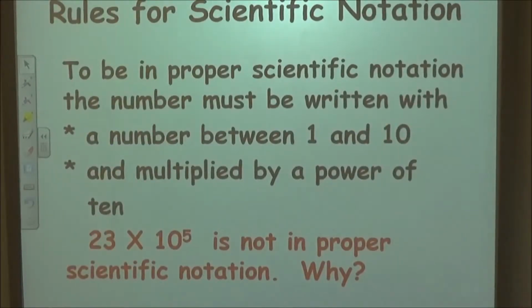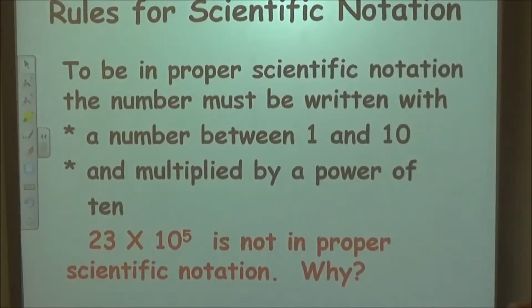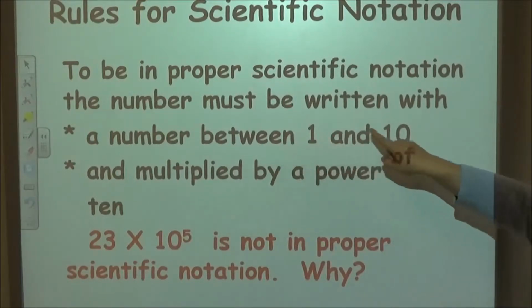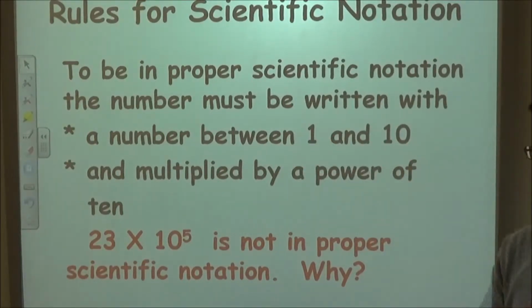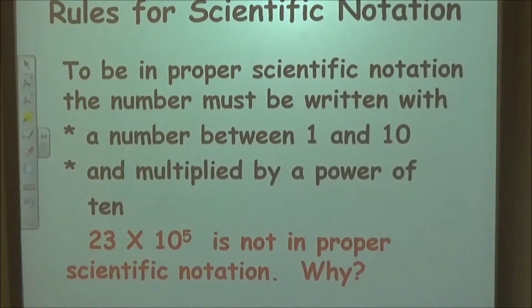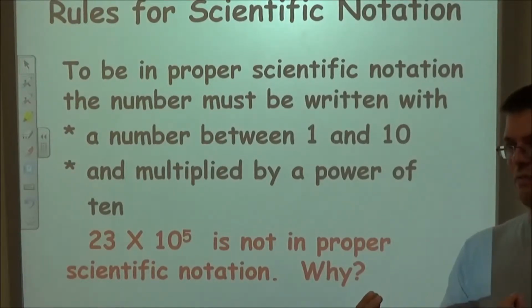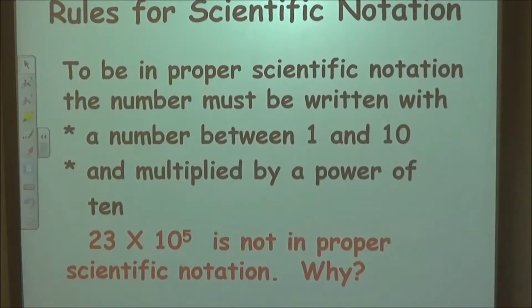But what do we need for scientific notation? You need to get this slide down. The rules for scientific notation. To be in proper scientific notation, the number must be written with a number between 1 and 10. That means either a whole number, 1 through 9, or some type of mixed decimal, things like 2.3, 5.6, 9.8. It could even go out to 7.85, 6.543. We just need a number between 1 and 10. More on that in a second.